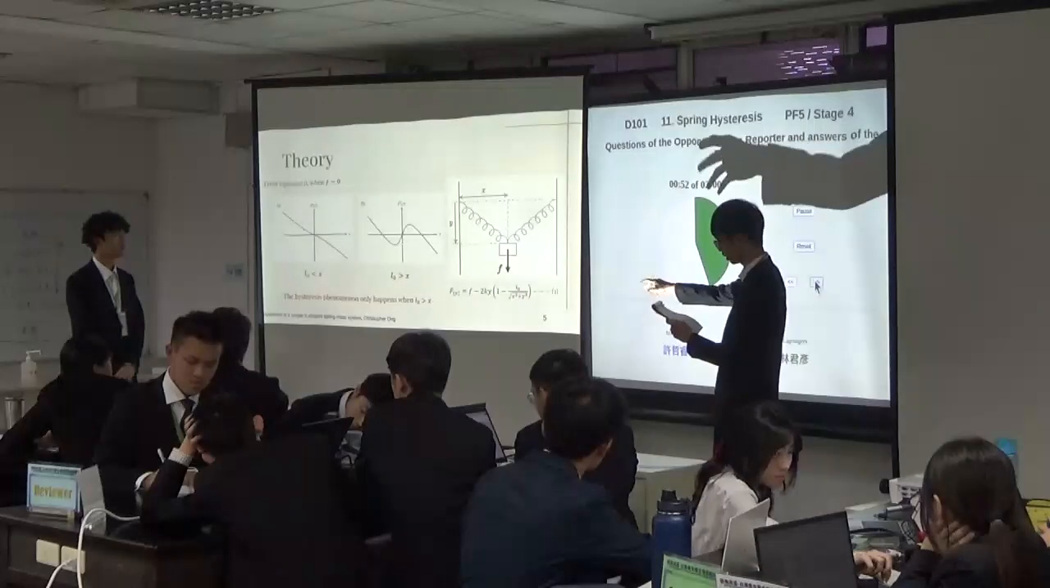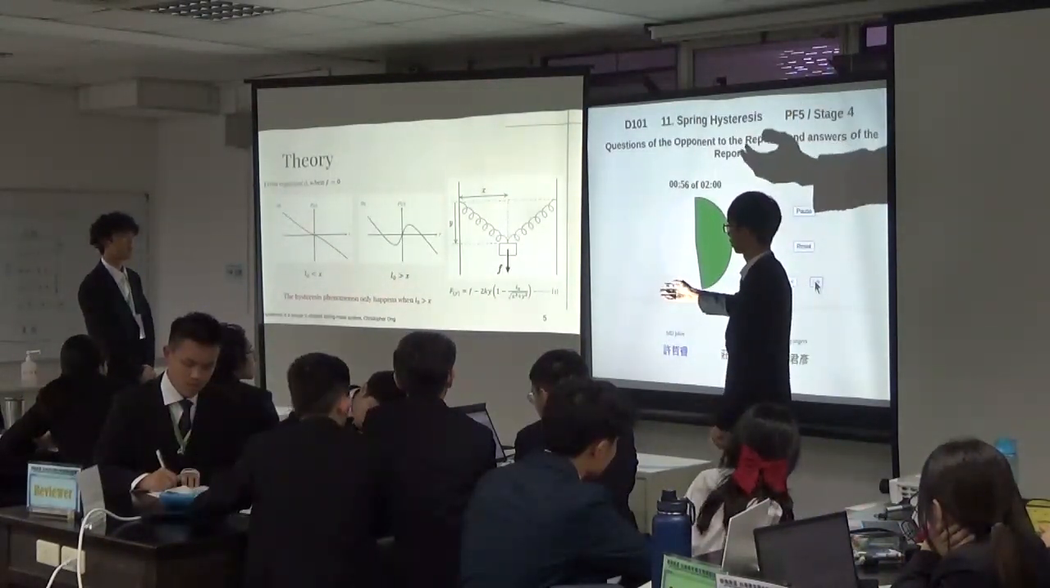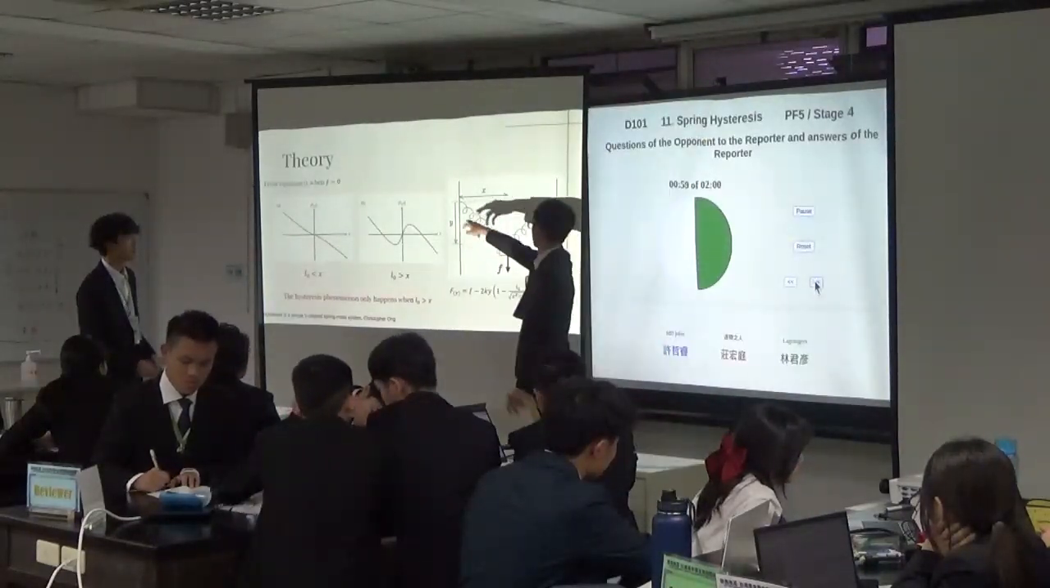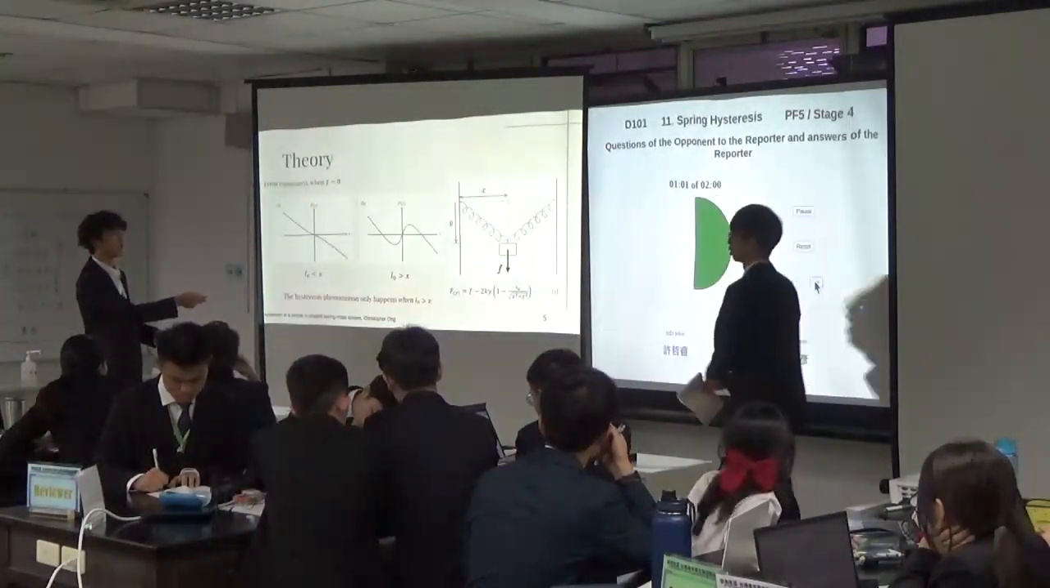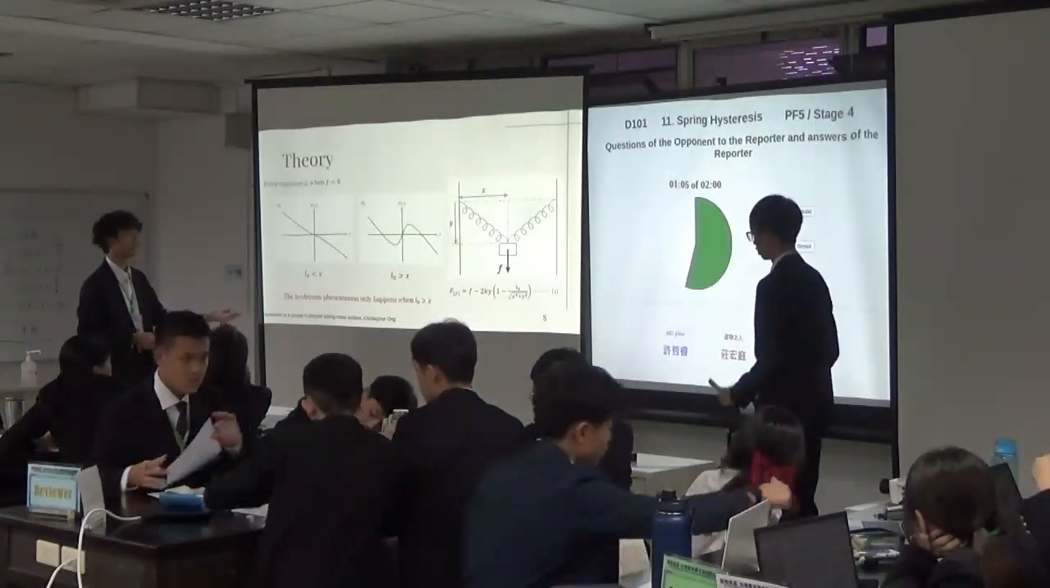So how will you predict the shape of the springs from your formula? The shape. Like this. Oh, so we assume that the spring is always a straight line and will not be bended. This is our assumption in our theory.